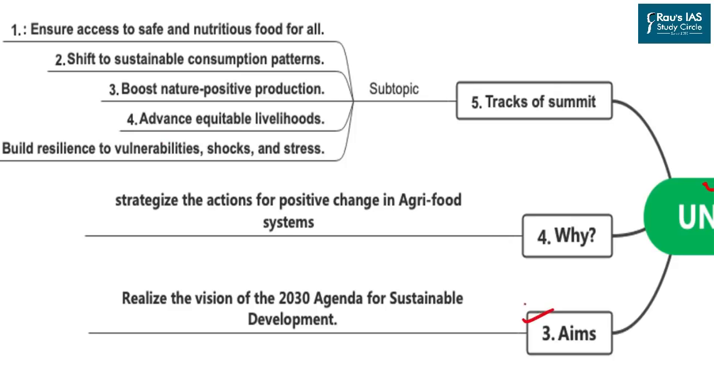Now let us look into the aim of the summit. Well, the aim was to realize the vision of the 2030 agenda of sustainable development goals, where we are thinking to bring down the hunger to zero. The purpose for organizing this summit was to strategize the actions for positive change in the agri-food system. It means when agriculture and food delivery system become synchronized to each other and bring positive outcomes to the society in terms of reducing hunger and increasing the nutritional security. It is the basic purpose for organizing this summit.